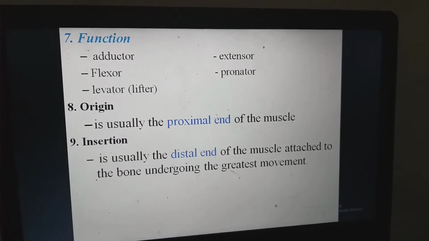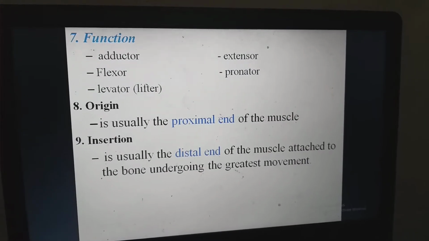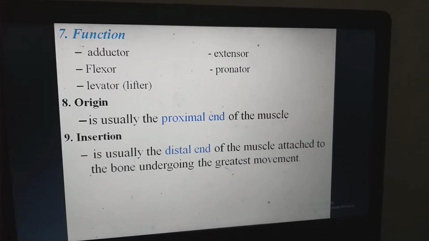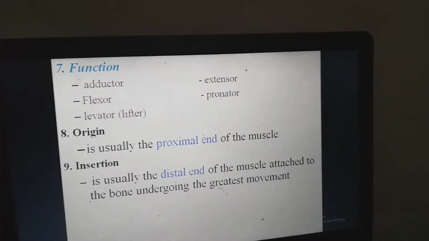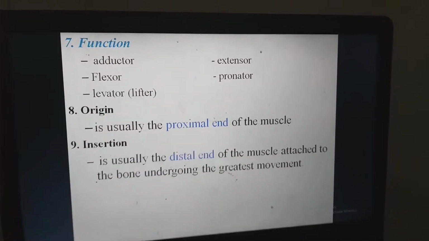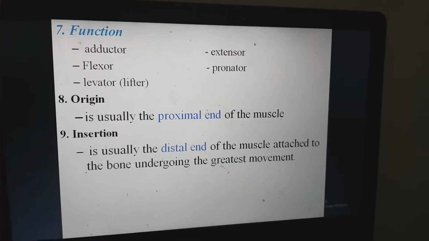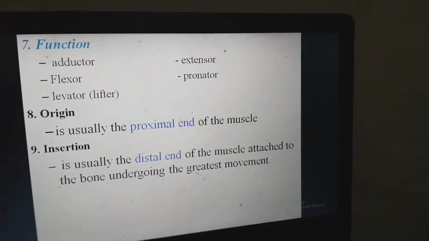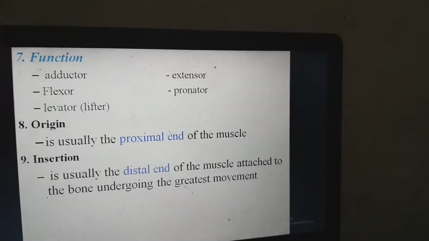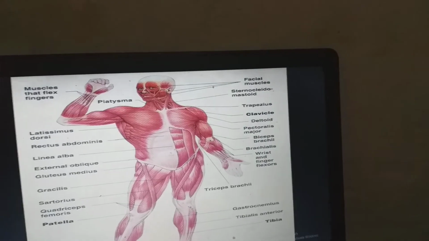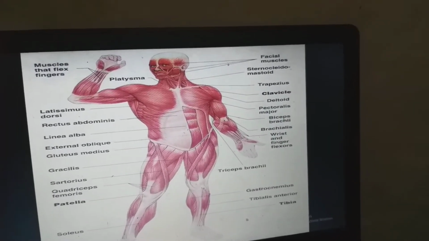The other is origin and insertion. Usually the proximal attachment is the origin and the distal is the insertion. Based on this again, we can give a name. The other is based on relative size: maximus means large, medius means middle, minimus means smallest, like gluteus maximus, gluteus medius, gluteus minimus. So these are the muscles of the body, which are located in different regions: the lower limb, the upper limb, and the thoracic region.